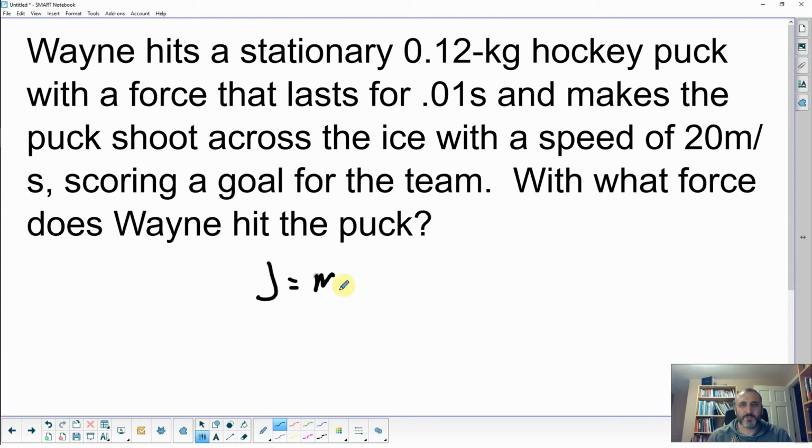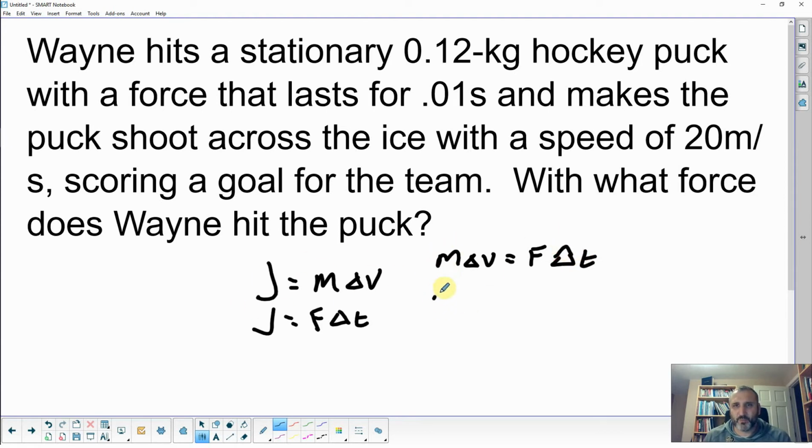J equals m delta v, J equals F delta t. So we've got a mass, a time, and a velocity. We can actually go back and use both of these. Since both equal J, m delta v equals F delta t. I hope that makes sense. I'm just setting them equal to each other.